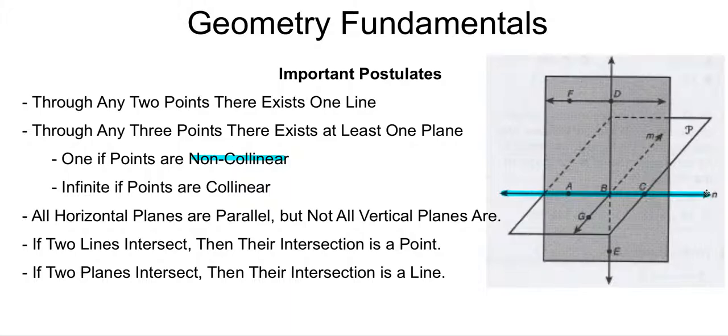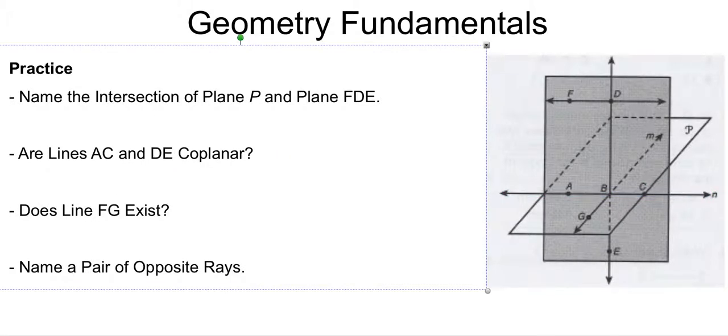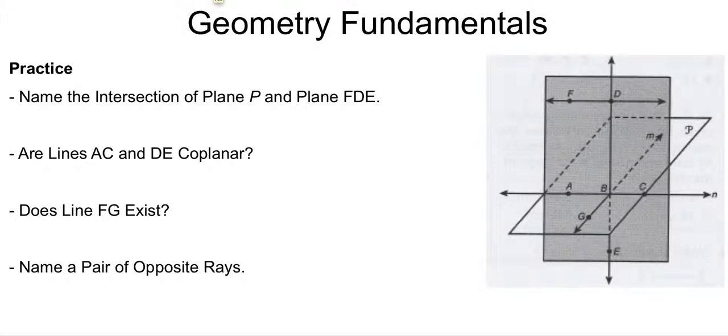Okay. So let's try a little bit of practice here. If we look at this next one here, you can try and pause this as you go through. I'm just going to work on through it, but if you want to try these on your own first, it's not a bad idea. Name the intersection of plane P and plane FDE. Well, we just talked about that on the last slide. So those planes intersect in line N or line AC, or you could call it line CA, BA, AB. Any of those would work.